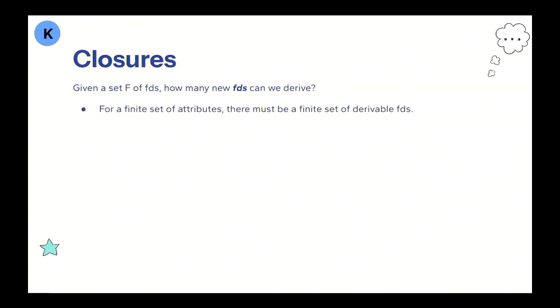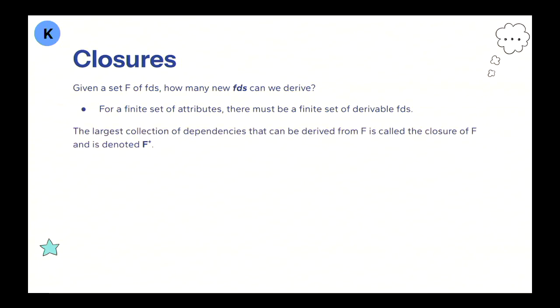So actually for a finite set of attributes, there must also be a finite set of derivable functional dependencies. And in order to describe this thing here, we introduce the concept of closure. So closure means the largest collection of dependencies that can be derived from a given set of functional dependencies. So it is called the closure of that set of functional dependencies. So this is the definition of closure.